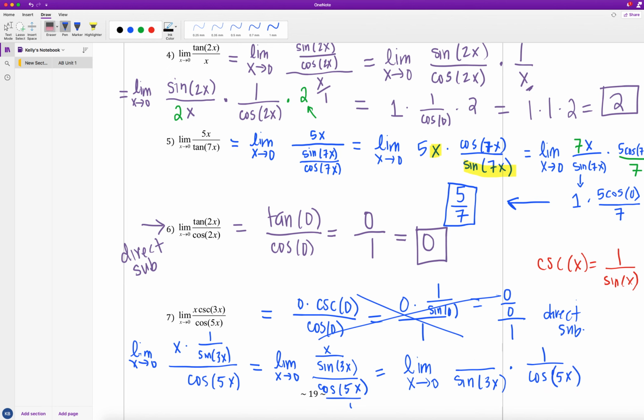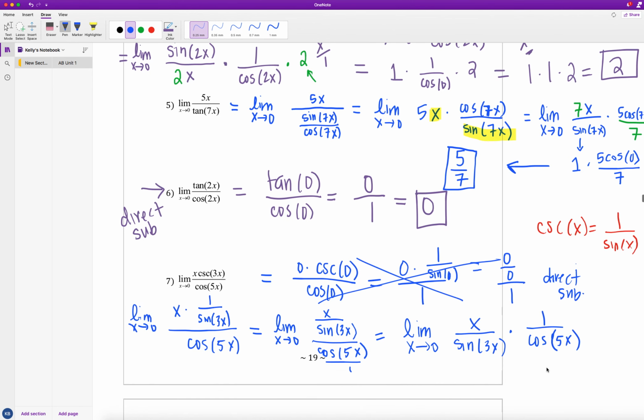Let me rewrite that. So we had the x over sine of 3x times 1 over cosine of 5x. Well, this looks really close to what we're used to being able to manipulate. What's missing here is this sine needs that 3 in the numerator, so it matches with the 3x. But I can't just multiply by 3. I also need to divide by 3 then. So I'm really multiplying by 3 over 3, which is our fancy number 1.